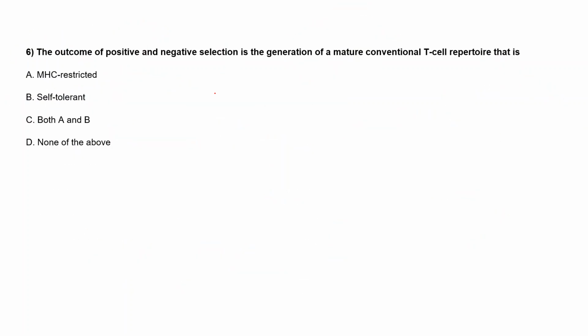Moving to the next question: the outcome of positive and negative selection is the generation of a mature conventional T cell repertoire that is, option A, MHC restricted; option B, self tolerant; option C, both A and B; and option D, none of the above. Option C, both A and B. Okay, both A and B.